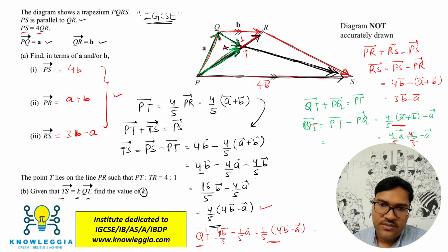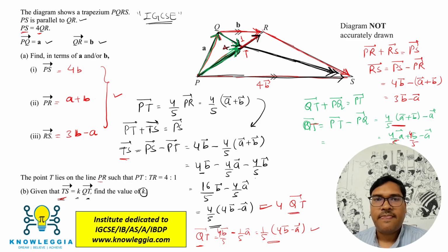Now if you just observe this, you can clearly see what TS vector is. This is TS vector, equal to 4 times QT vector. Why is this 4 times QT vector? This is QT vector, and you can see this is just multiplied by 4. So what is the value of K? K is equal to 4. That is the answer for this one.